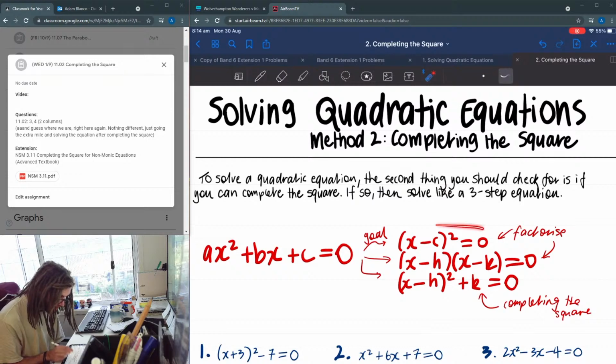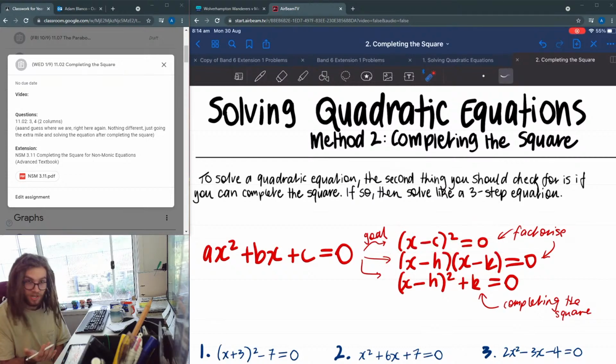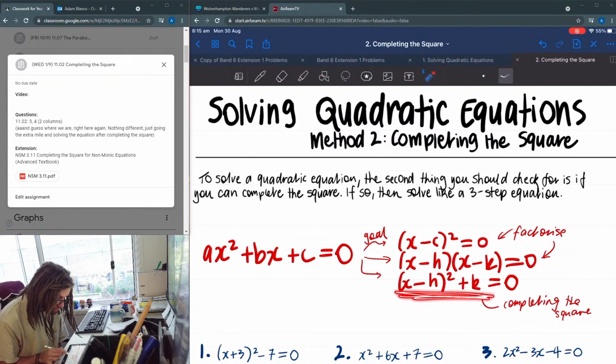So I want to be able to look at something like this and turn it into one of these. We looked at how to turn it into these two, which is just by factorizing. We've done that a million times. I'm pretty sure I set the advanced textbook for everybody and everybody completed it, so you should be able to factorize. If not, then that's what last lesson was about. This lesson is going to be about trying to put it into this form and solving it from there. Now, that's the second thing you'll do.